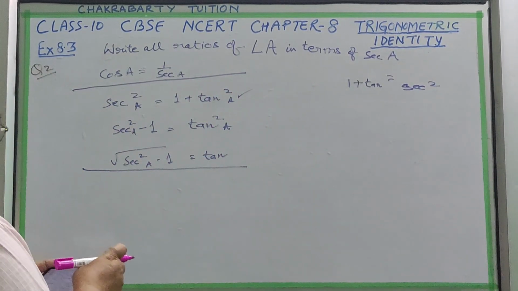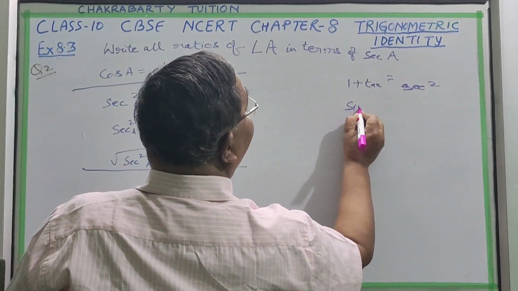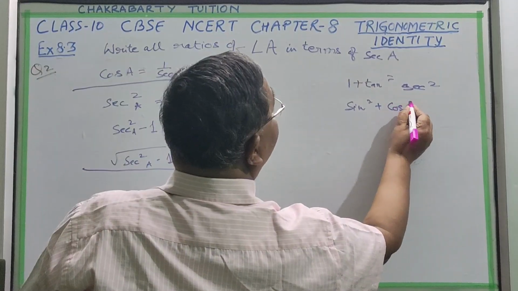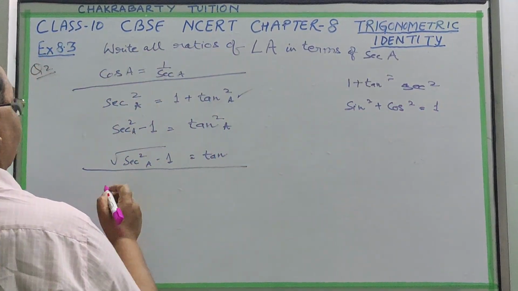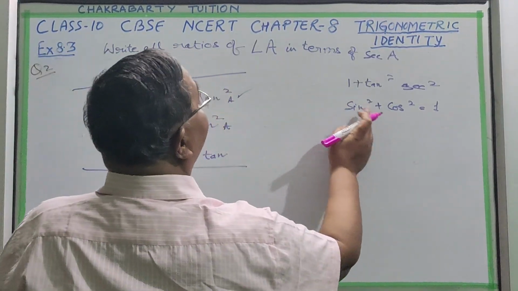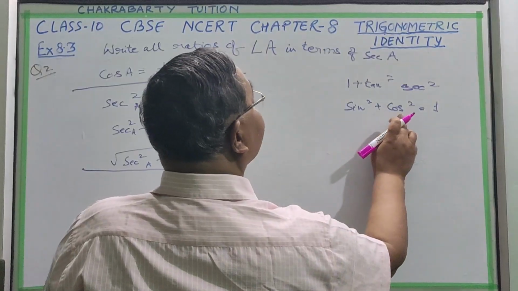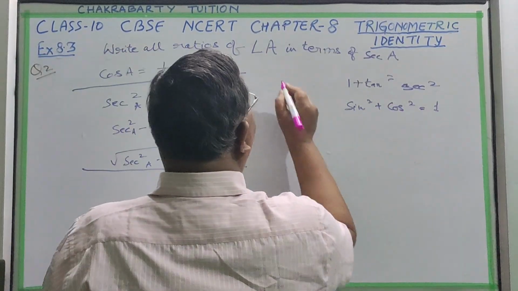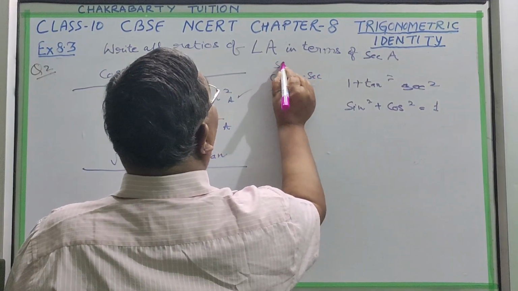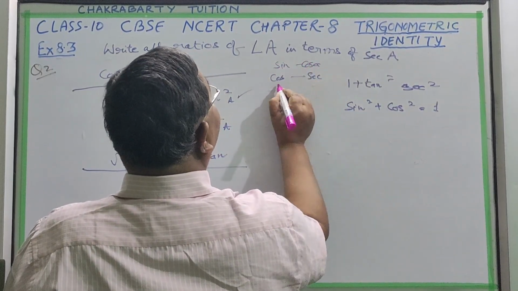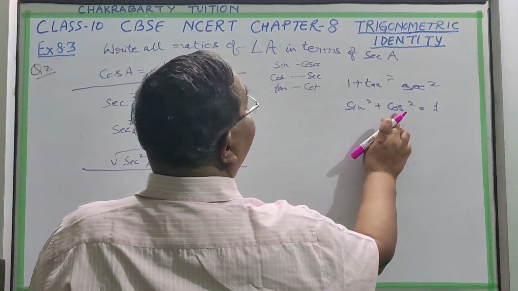Now we will go and find the sine. For sine we have a formula: sine square plus cos square equal to 1. So this we will use now. We want it in terms of sec. Cos we know, cos is the opposite of sec. Sine opposite is cosec. And tan opposite is cot. This you have to remember. So here we will get a sec.